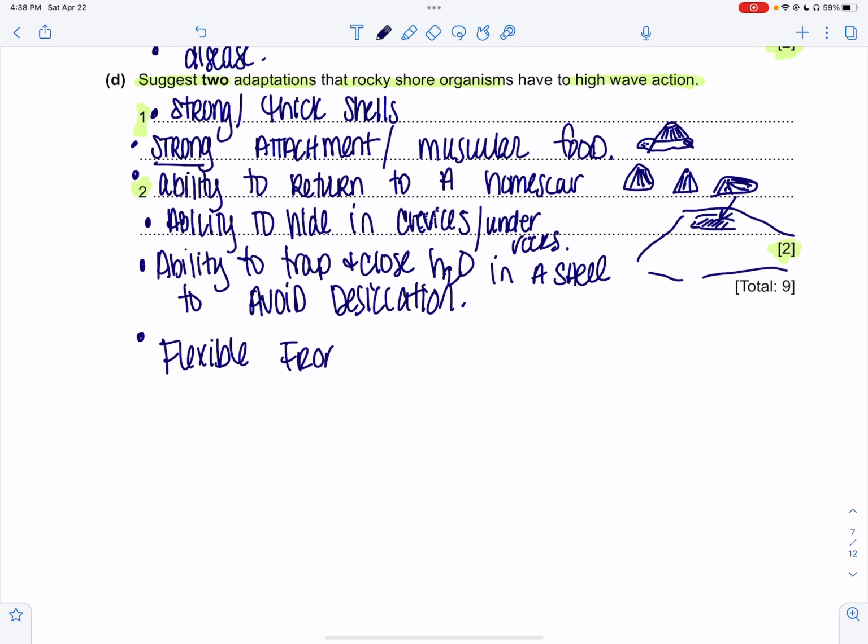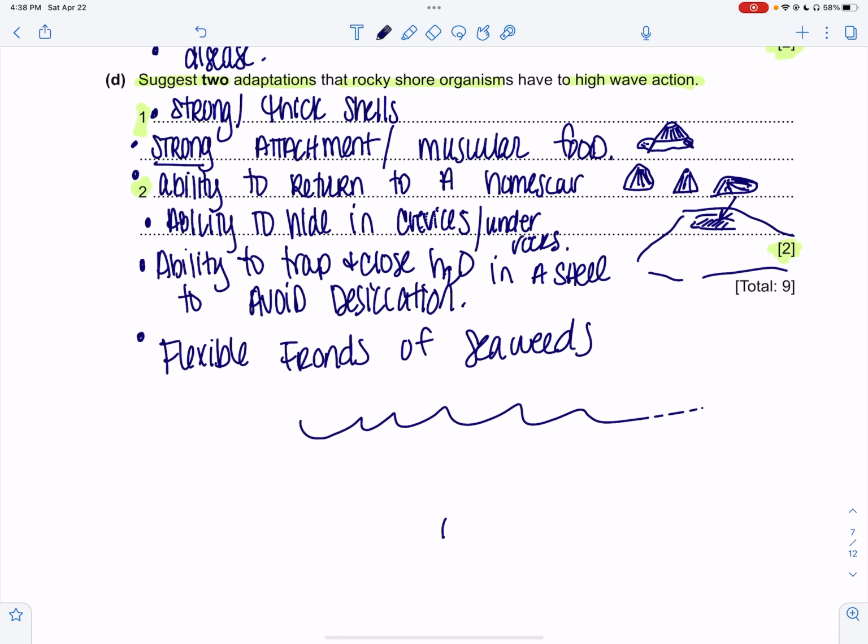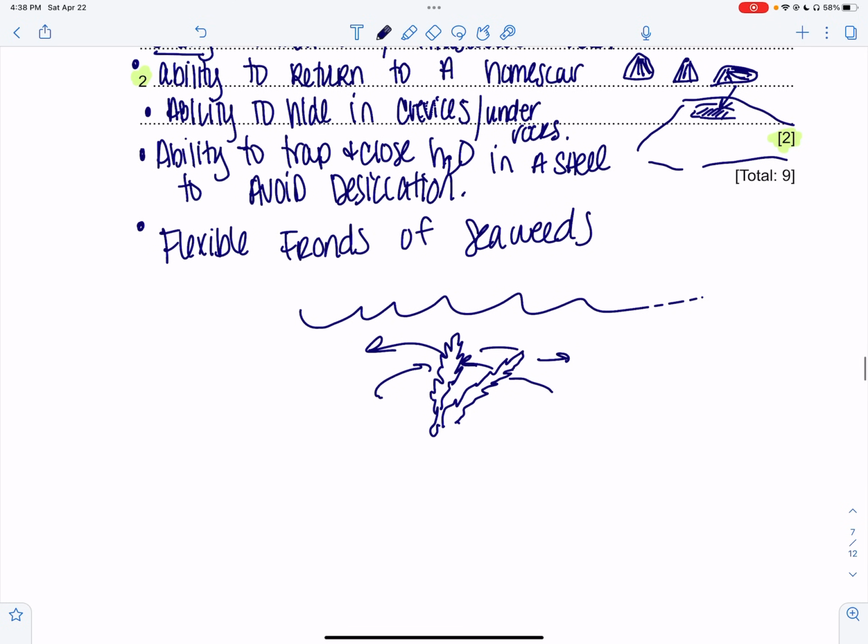flexible fronds of seaweeds. I'm sure you've seen them like under the water. There's a lot of waves and okay, I don't hate it. I mean, you see them just going back and forth and then back again. So they have to be able to move a lot. They can't be like resisting the water. And that would be to avoid damage.